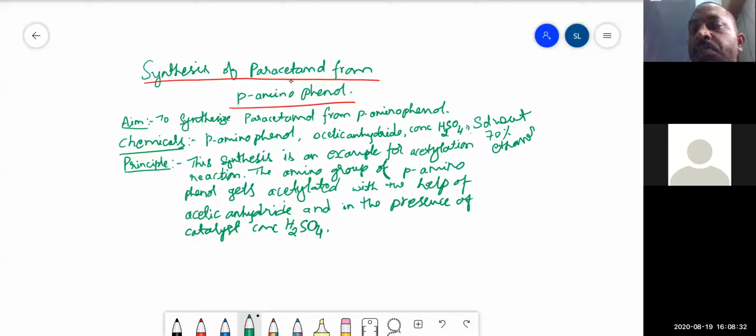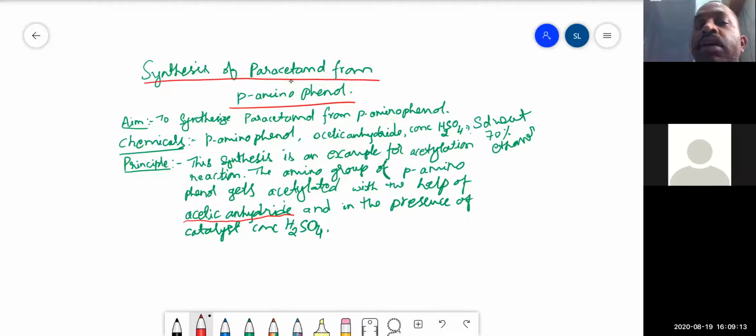Okay, the principle involved in the synthesis of paracetamol from para-aminophenol is that this is an example of an acetylation reaction. So the amine group of the para-aminophenol gets acetylated with the help of the acetylating agent, that is the acetic anhydride. Okay. So acetic anhydride is the acetylating agent. Here we are using it to acetylate the amine group present in the para-aminophenol.